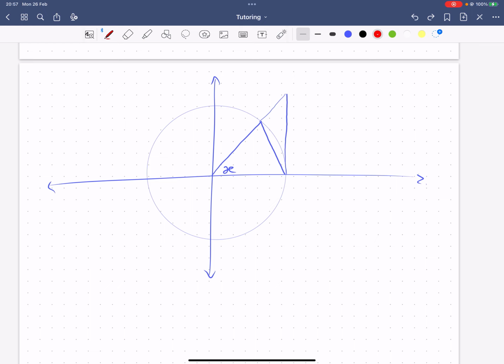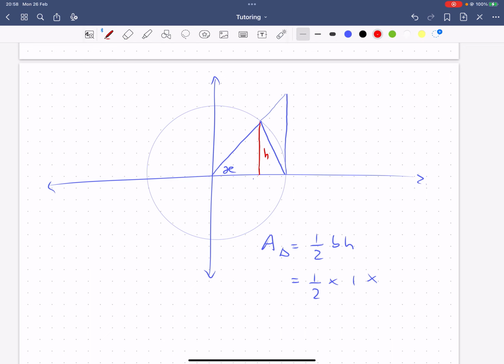So let's find the area of the smaller triangle here. We know that the area of a triangle is a half the base times the height. So the base of this triangle, since it's a unit circle, is 1. So a half times 1 times the height of this triangle, this thing right here in red, h.